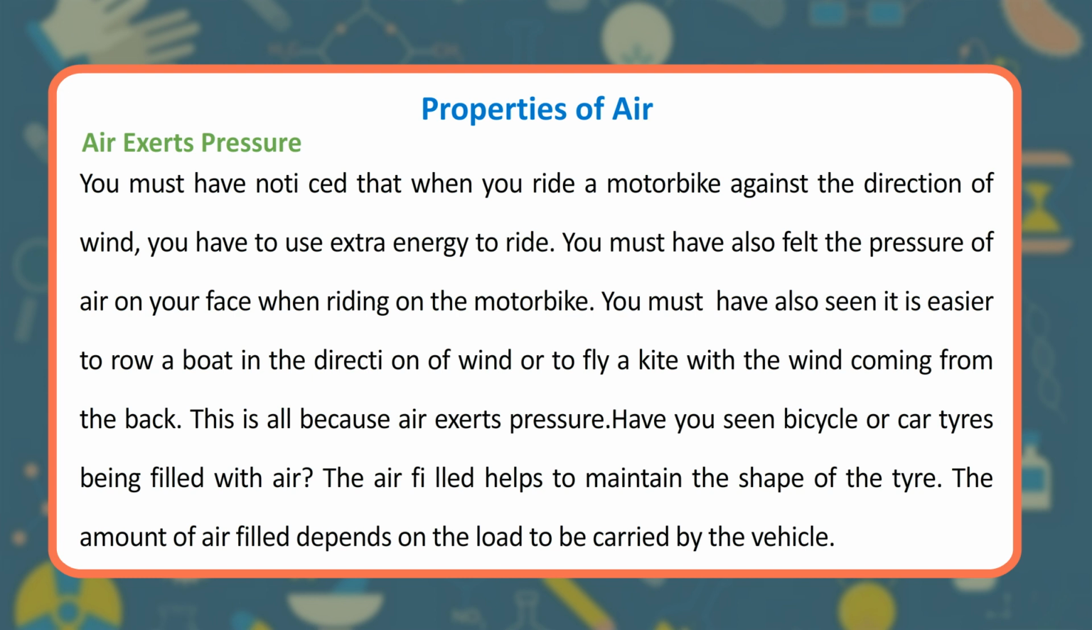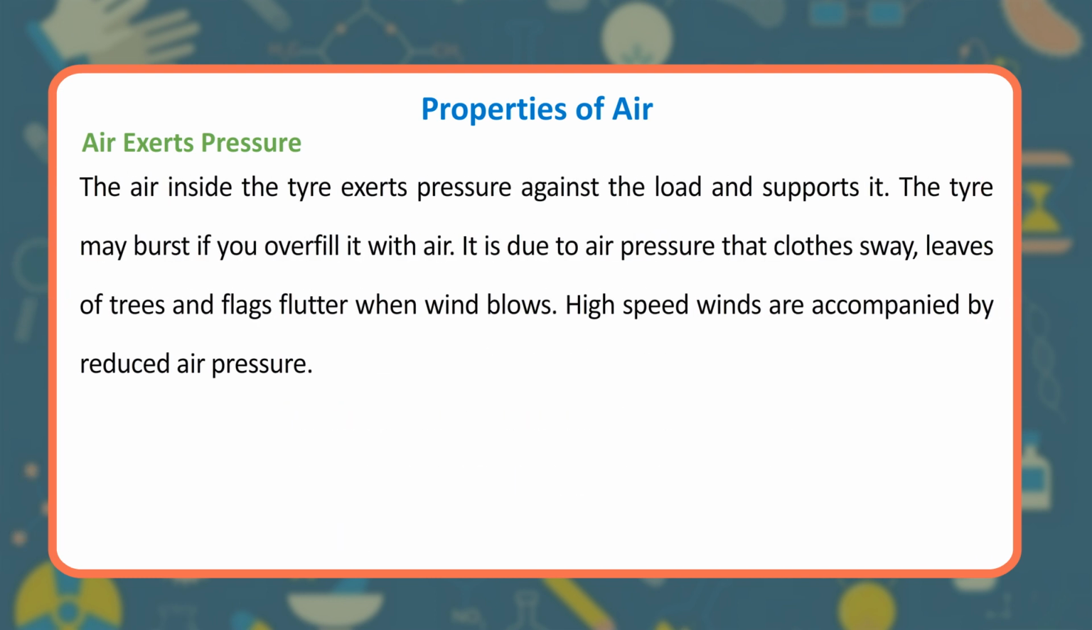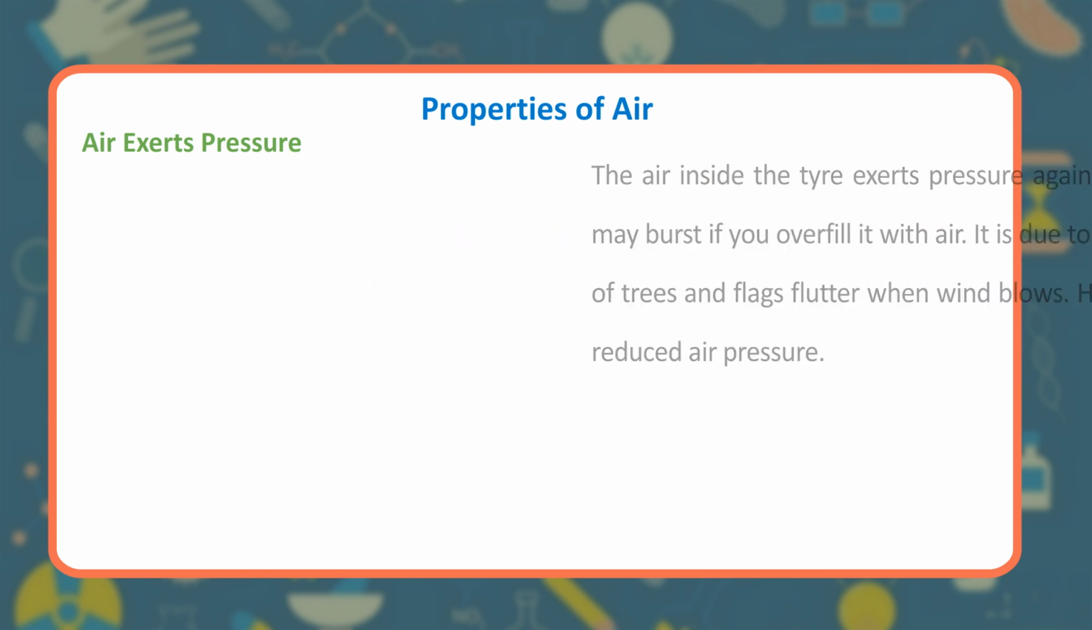Have you seen bicycle or car tires being filled with air? The air filled helps to maintain the shape of the tire. The amount of air filled depends on the load to be carried by the vehicle. The air inside the tire exerts pressure against the load and supports it. The tire may burst if you overfill it with air. It is due to air pressure that clothes sway, leaves of trees and flags flutter when wind blows. High-speed winds are accompanied by reduced air pressure.